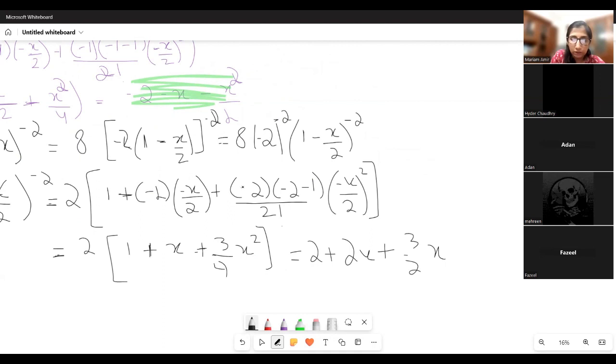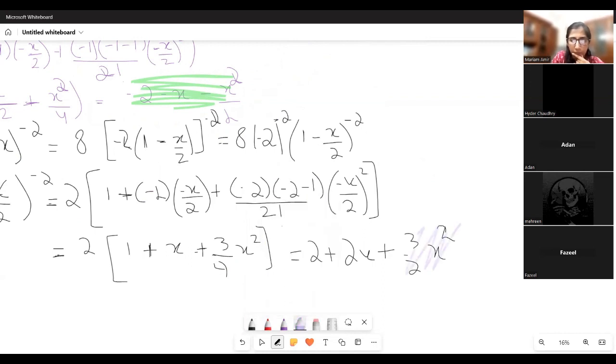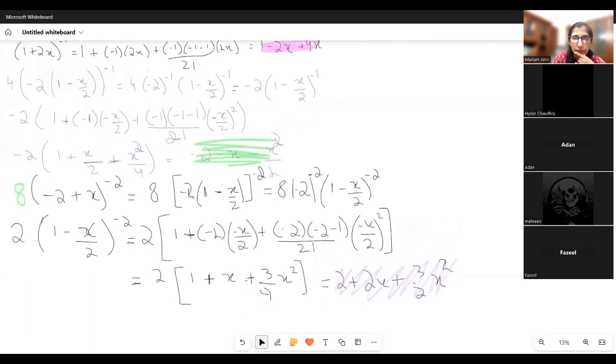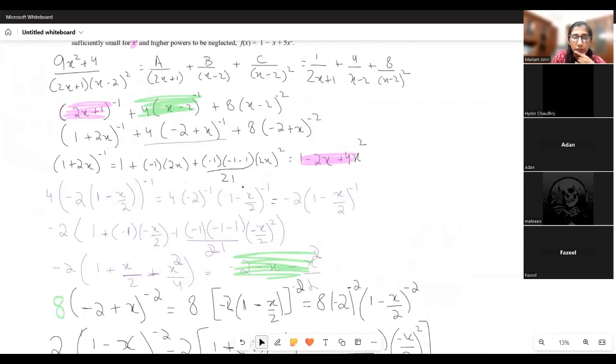So that's the third expanded expansion. And we just expanded this. We just expanded this. Okay. So now what we'll do, we'll take the sum of the 3 expansions.